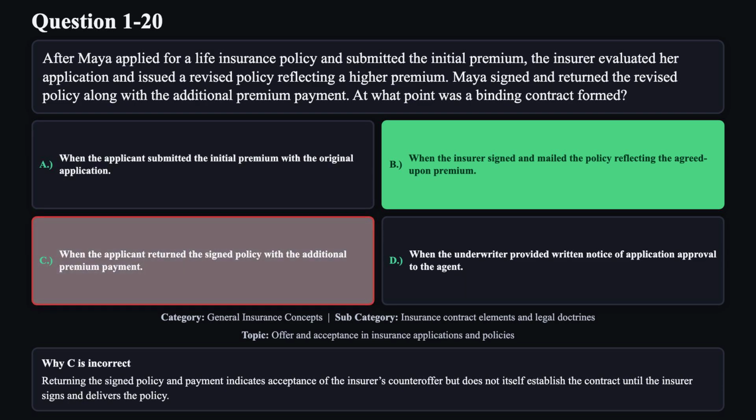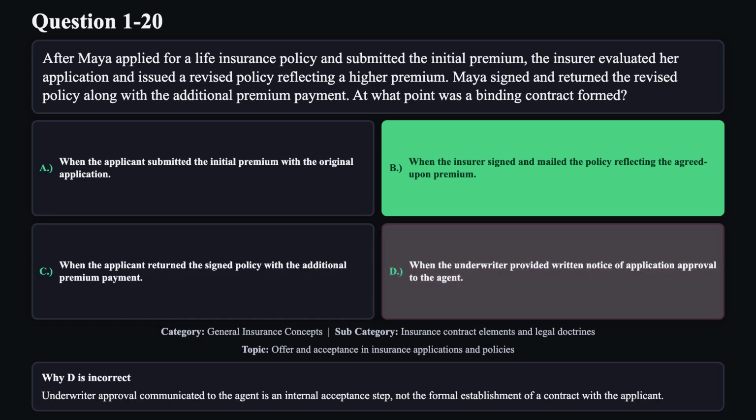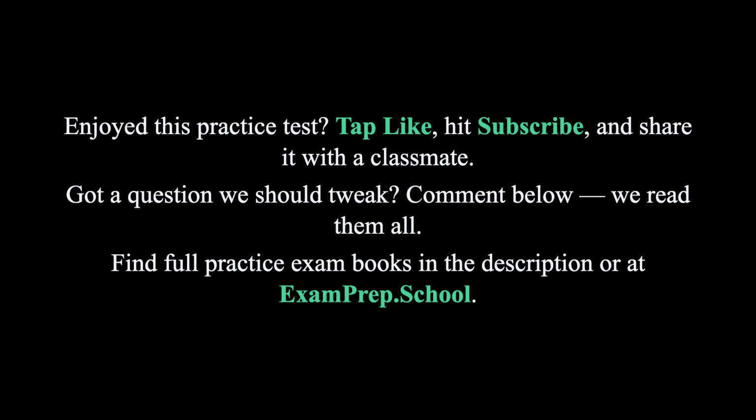Reason C is not correct. Returning the signed policy and payment indicates acceptance of the insurer's counteroffer, but does not itself establish the contract until the insurer signs and delivers the policy. Reason D is not correct. Underwriter approval communicated to the agent is an internal acceptance step, not the formal establishment of a contract with the applicant.